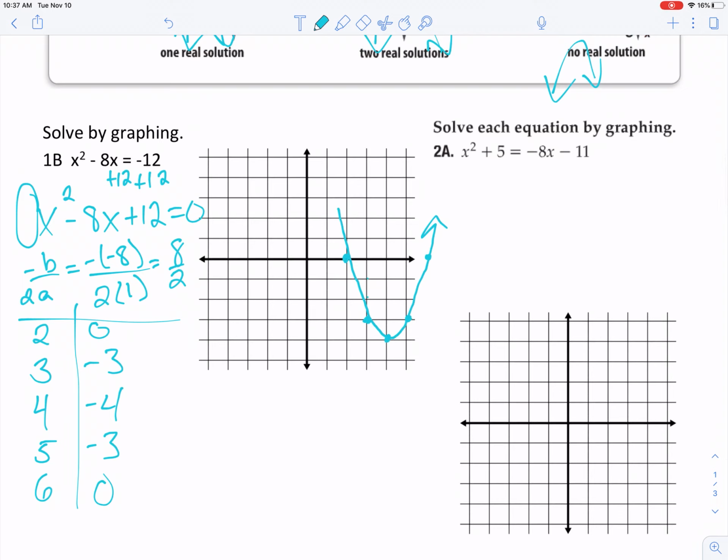What I need to do, it says solve by graphing. Okay, so solve it by listing literally those 2 points. 2, 0, and 6, 0. Conveniently, I found those also on my table.